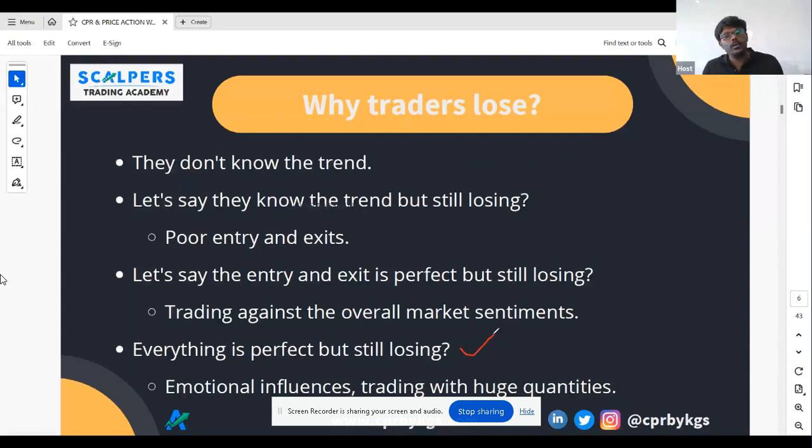You are thinking, no, the market will come up. It will come now, it will come then, it will come this way, that way, and we just keep comforting ourselves, sit there, and keep losing money. So even after everything is perfect, if you are losing money, it's mainly due to your emotion and influence. And your emotion is influenced when you are trading with huge quantity.